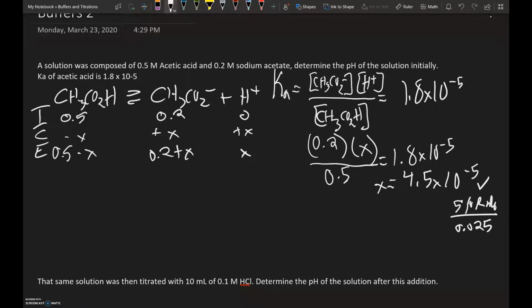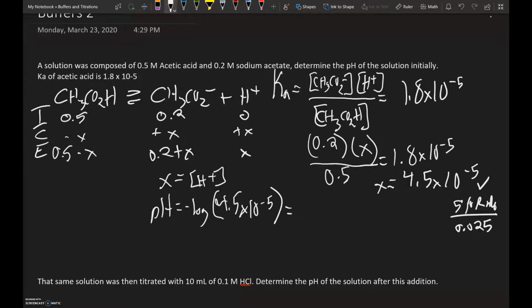So we can solve for the pH of the solution because X is equal to the concentration of hydrogen ions. So pH is equal to negative log of 4.5 times 10 to the negative 5. And plugging that in, we end up getting 4.35 for our initial pH. So this is the initial pH of the solution.